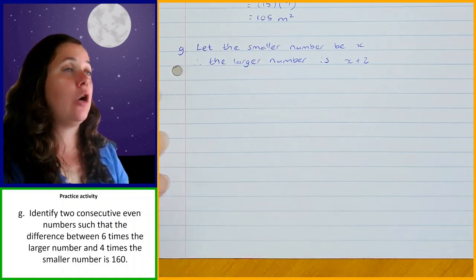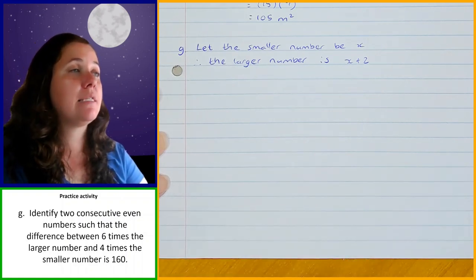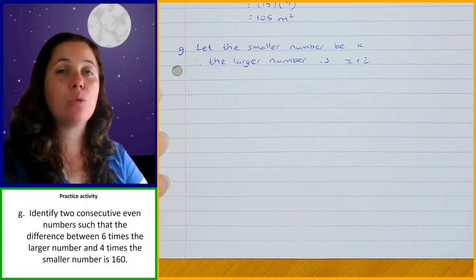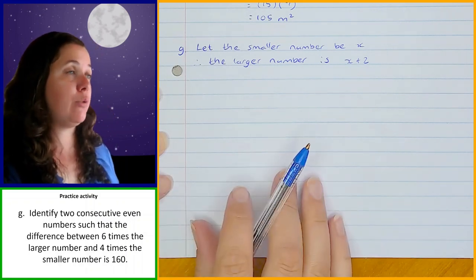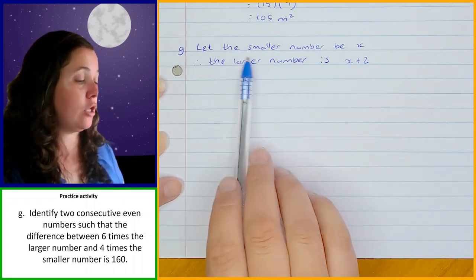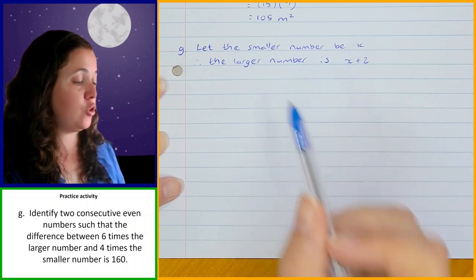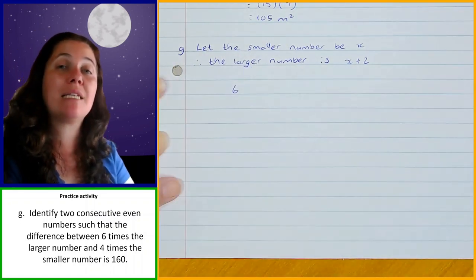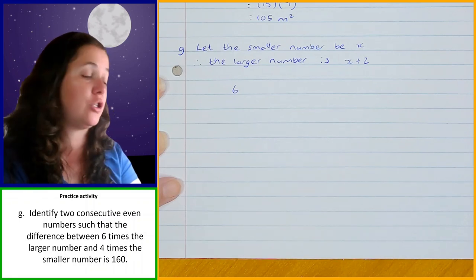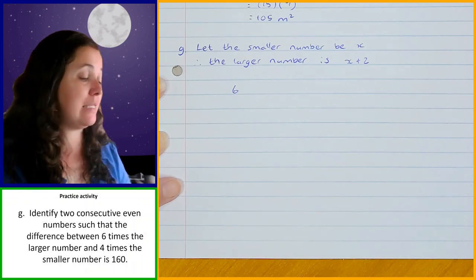Right, now they tell us that the difference between 6 times the larger number and 4 times the smaller number is 160. So what we need to do now, remember difference means subtract, okay? So we're going to subtract and we're going to take 6 times the larger number. So the larger number was x plus 2. So it's going to be 6 times x plus 2. But just like when we were subtracting that number in the question ages ago, we had to put it in brackets. It's the same thing over here.